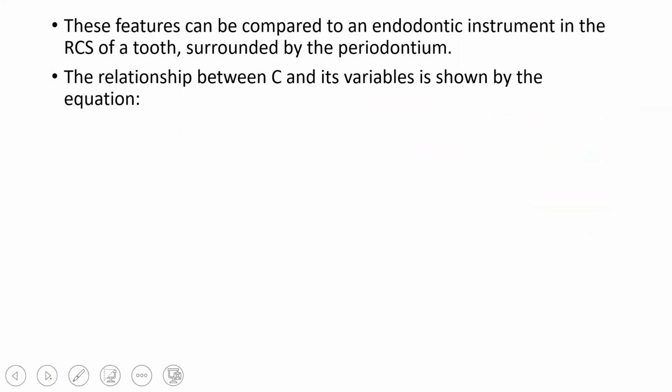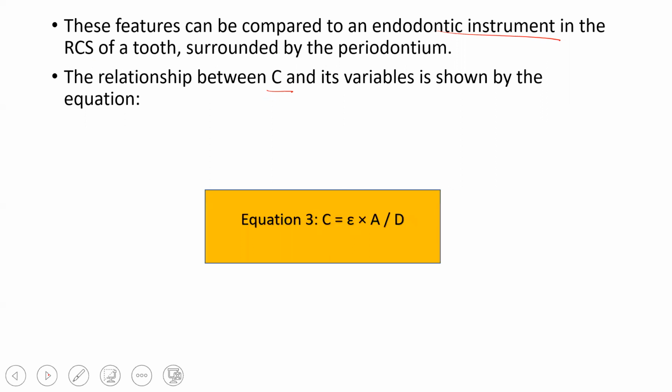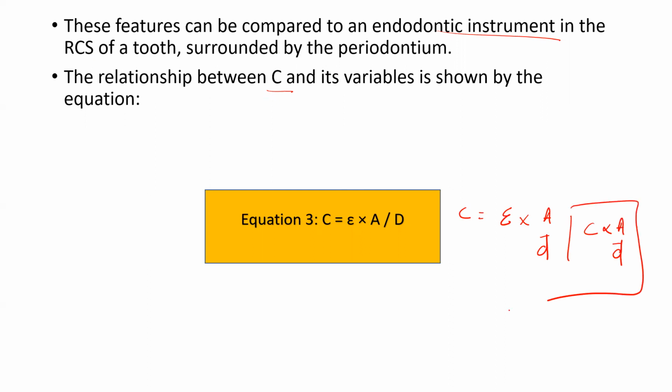Now, these features can be compared to an endodontic instrument in a root canal of a tooth surrounded by the periodontium. That is the reason we are reading it. So, the relationship between capacitance and its variables is shown by the equation: capacitance is equal to the dielectric constant into area upon the distance. So, can I say that there exists a relationship between the capacitance and the area of the conductive material and the distance between them? Let us see how.